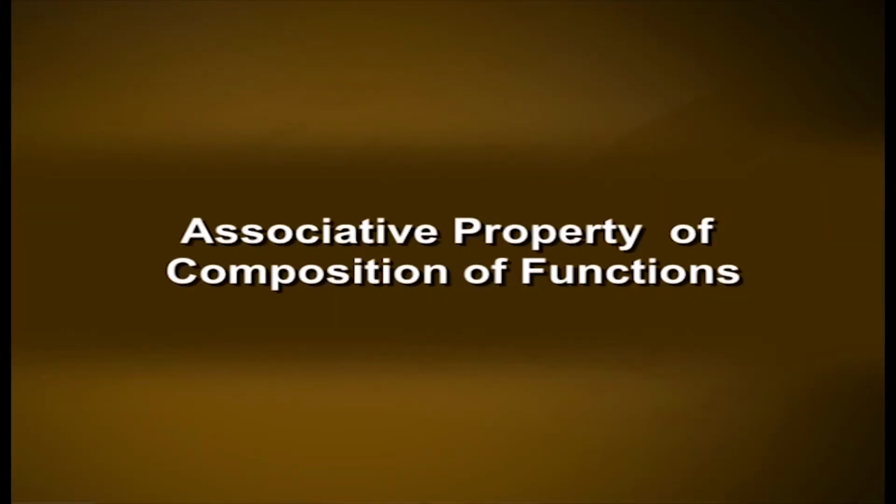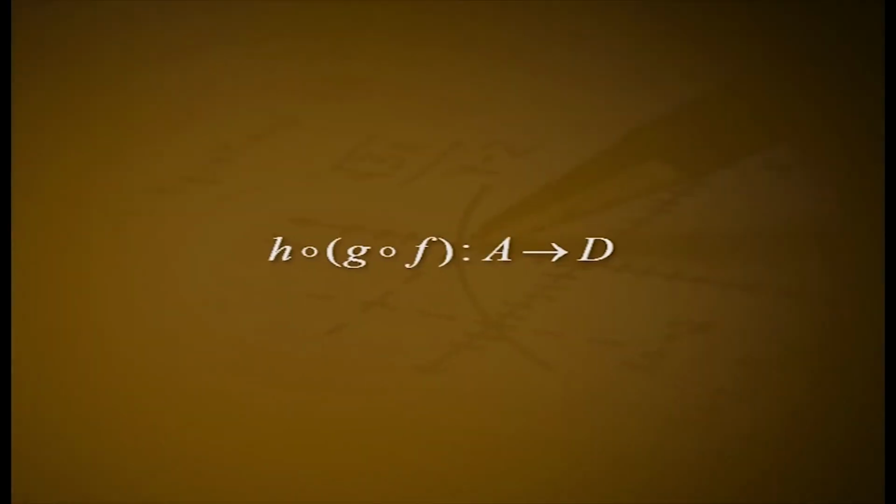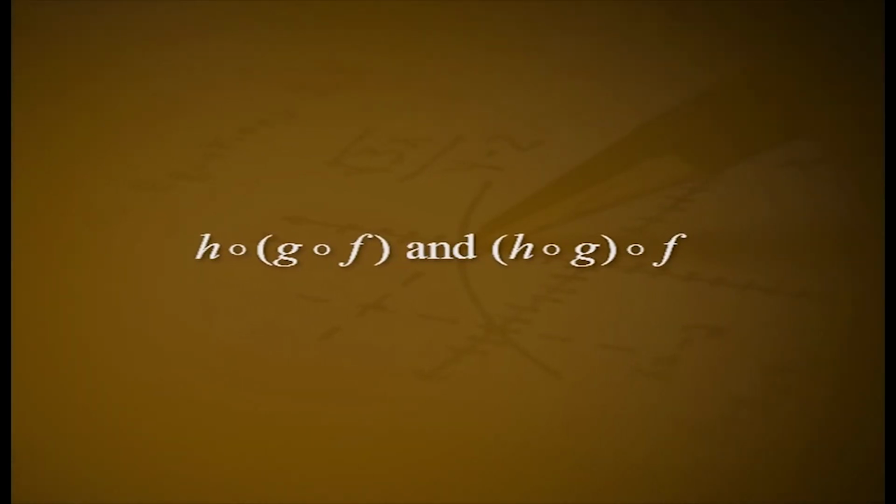Associative property of composition of functions. Consider the functions f from A to B, g from B to C and h from C to D. Then, as pictured in figure 6a, we can form the composition g∘f from A to C and then the composition h∘(g∘f) from A to D. Similarly, as pictured in figure 6b, we can form the composition h∘g from B to D and then the composition (h∘g)∘f from A to D. Both h∘(g∘f) and (h∘g)∘f are functions with the domain A and target set D. The next theorem on functions states that these two functions are equal.